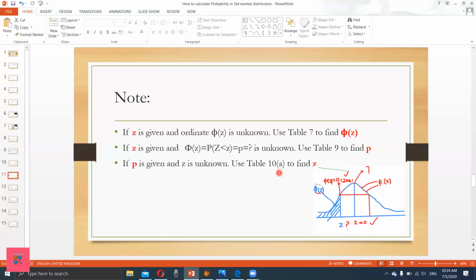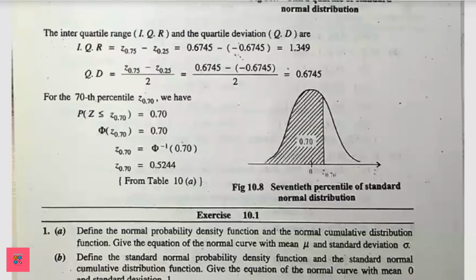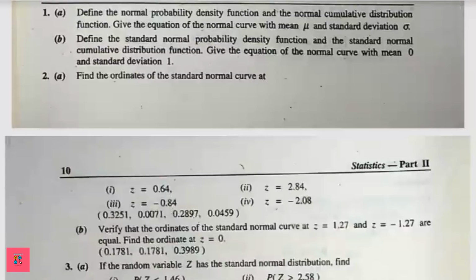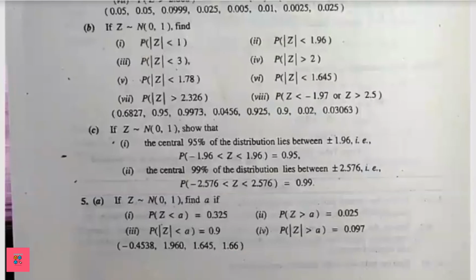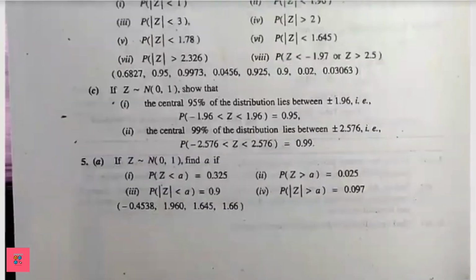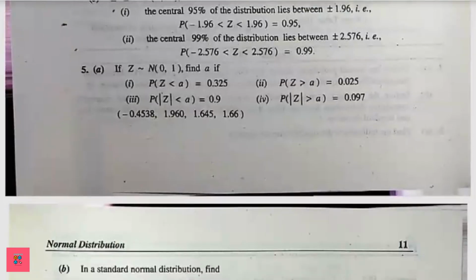Now do the question from the exercise, the question number 5, and this is 10a. So your homework is now to do the question related to this topic, which is question number 5, in which you can see the probability is z less than a, and you have to find the value of a.